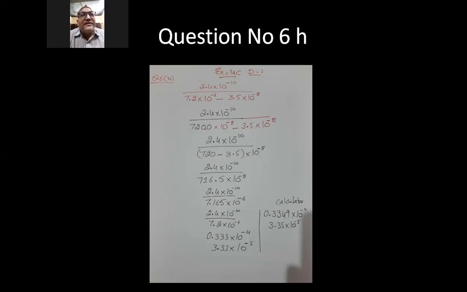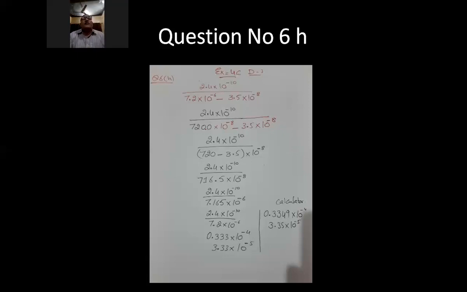And when you divide them or round them off, you will have 2.4 x 10 power minus 10, divided by 7.2 x 10 power minus 6. This is what you have to enter on your calculator, and just press the equals sign. So you get the answer 0.333 x 10 power minus 4. When you move the decimal 1 step to the right, it becomes 3.33 x 10 power minus 5.